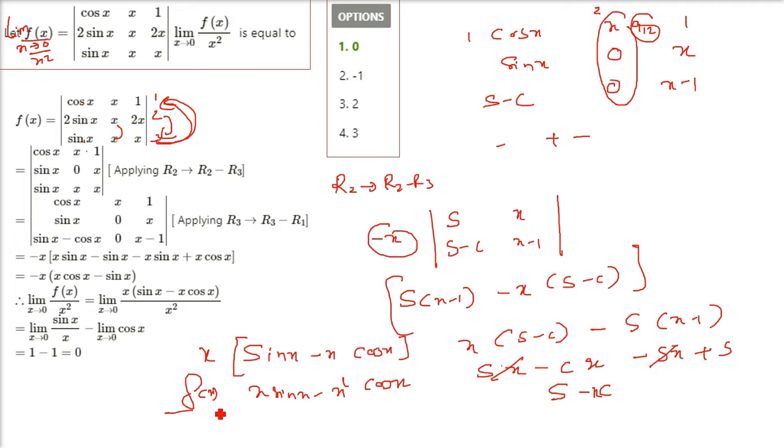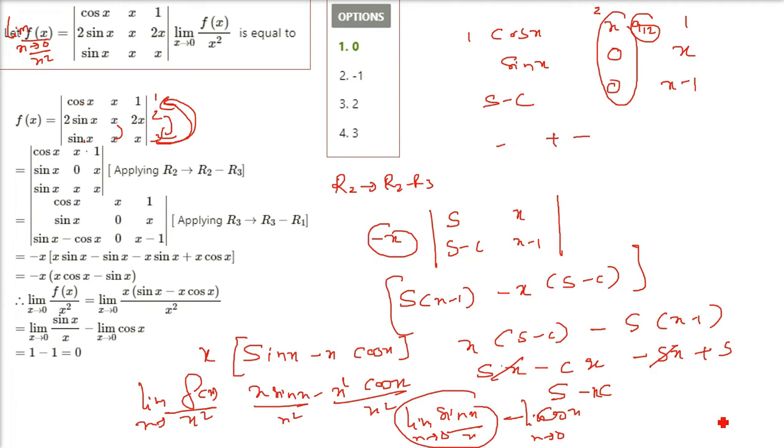So f(x) by x squared we have to do, so we have to divide it by x squared first. So this becomes sin x by x. The limit x tends to 0 we will apply here. x squared gets cancelled. Cos x, limit x tends to 0, is going to be 1. Sin x by x, limit x tends to 0, is always 1. Minus cos x, again this is going to be 1. 1 minus 1 is 0.